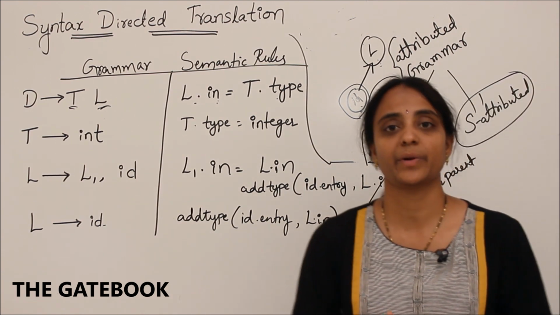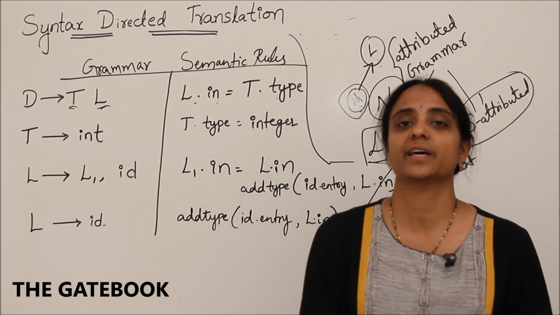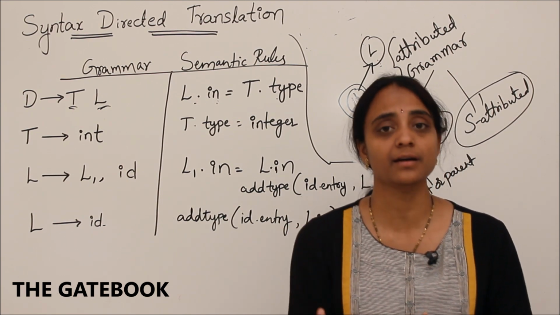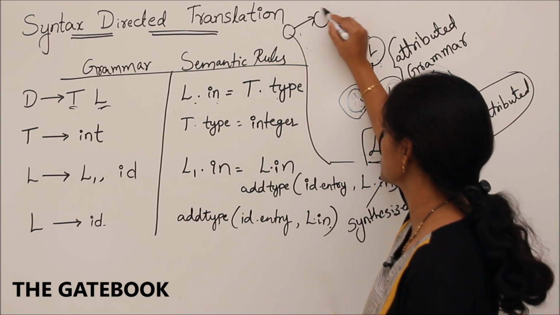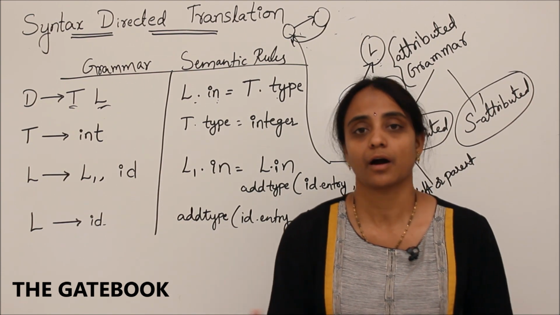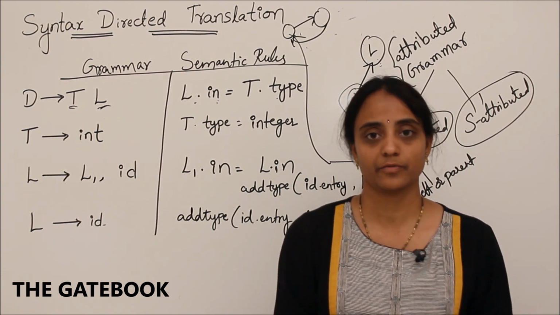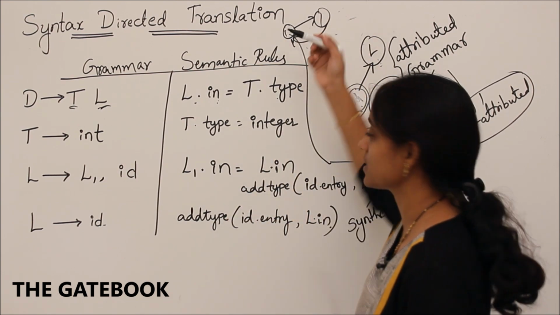They cannot depend on the right side siblings. So this will ensure that there will not be any cycles in the dependency graph, right? Because if this depends on this and this depends on this, then there will be a cycle. We don't know how to evaluate this, right? Because there is no order that will tell that okay, this first or this first.